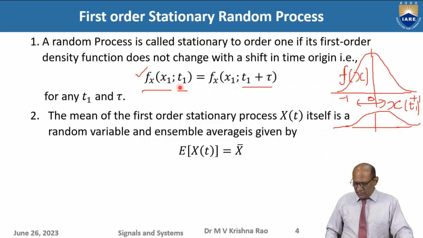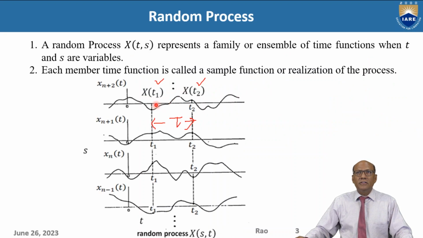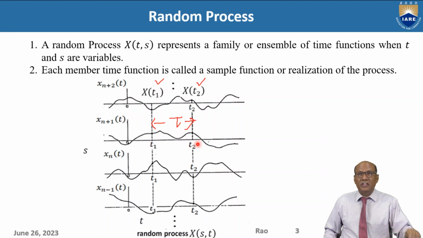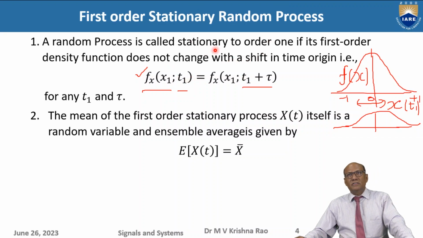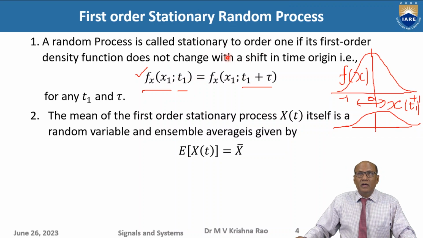The waveform may change. For example, here, if I take these values, the set of values is totally different from the set of values of this. They are random. This is a set of random values, so this is one random variable, another random variable. Even though the instantaneous values, meaning individual values, are different, their density functions are the same. So that is what is called a first order stationary random process.